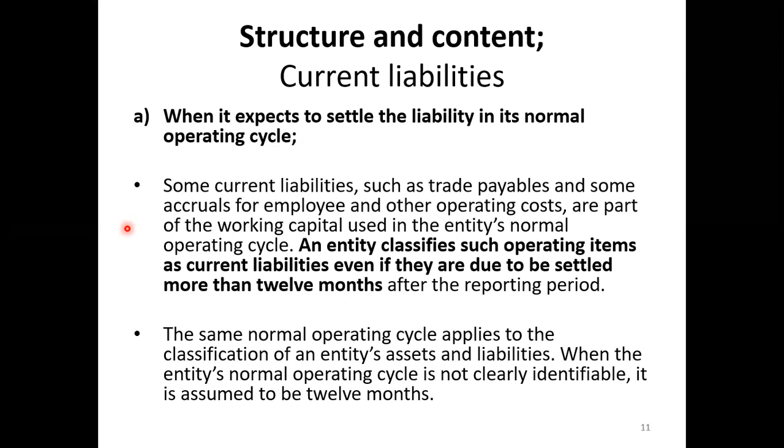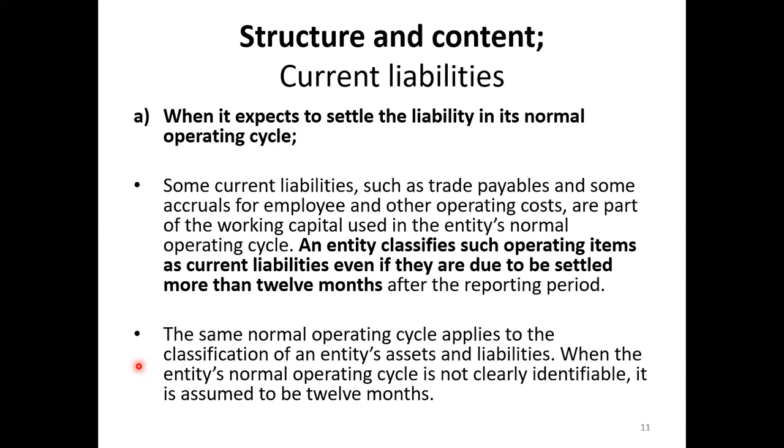months after the reporting period. So, as I already explained in the example for current assets, some assets fall due more than 12 months, such as inventories, but anyhow we include them in current assets. The same principle will apply here also. An entity classifies such operating items as current liabilities even if they are due to settle more than 12 months after the reporting period. The same normal operating cycle applies to the classification of an entity's assets and liabilities.